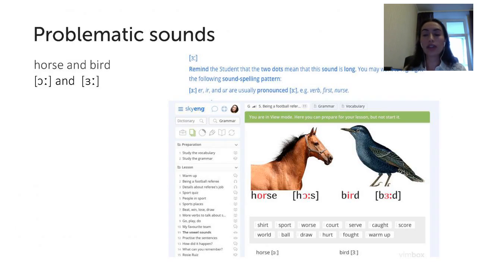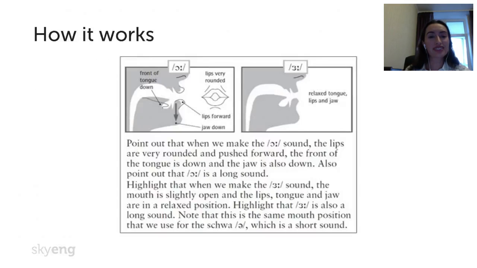Here you first listen to the teacher's explanation, then you listen to the sounds and then practice that yourself. This one comes from the intermediate level. The first one was from the beginner level, and this one is from intermediate. Okay, so let's move on. Thank you so very much. So basically, how it works.